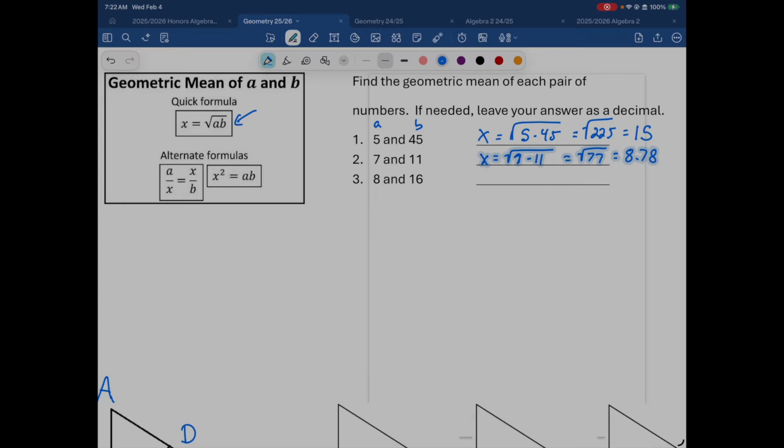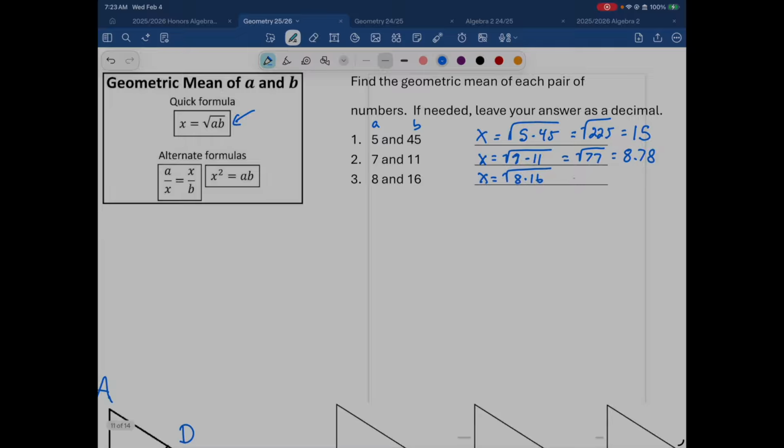Our approximation. And the last one, the geometric mean for 8 and 16. So x is going to be equal to the square root of 8 times 16. 8 times 16 is 128. So we've got the square root of 128. Square root of 128 is approximately 11.31. And I ask that you round these decimals to the nearest hundredth. It'd be great. So that's the geometric mean.